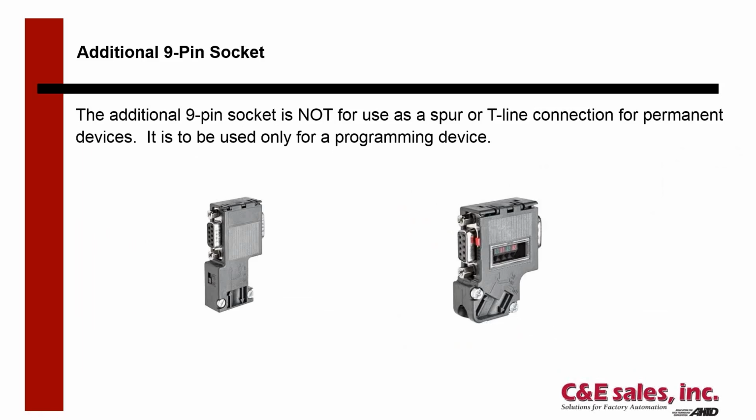All right, now, I know some of you are thinking, well, when you hook up your programming device, isn't that creating a spur line? Yes, but typically the cable is very short, and also it's temporary, and if you have any communication issues, it's not going to prevent the machine from running correctly. It's just going to prevent your programming device from going online.